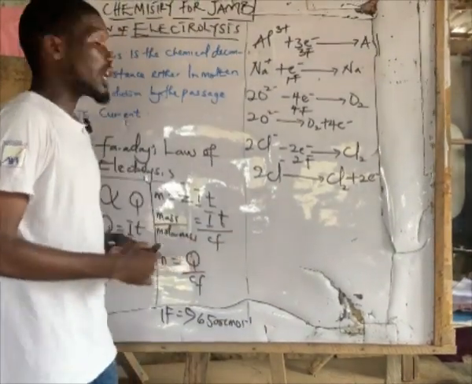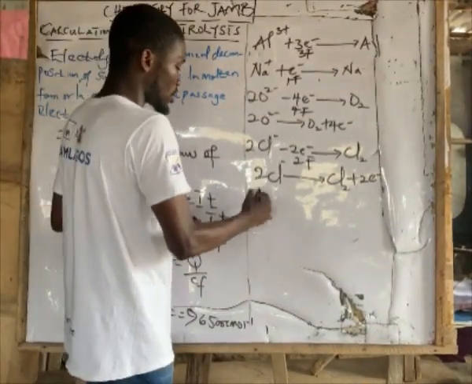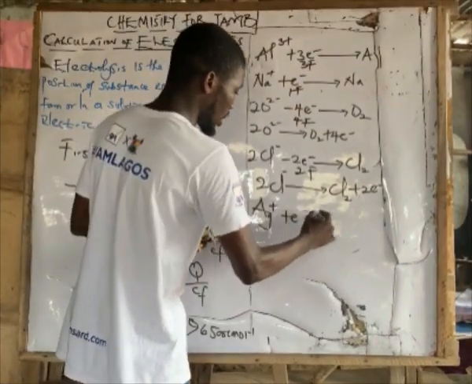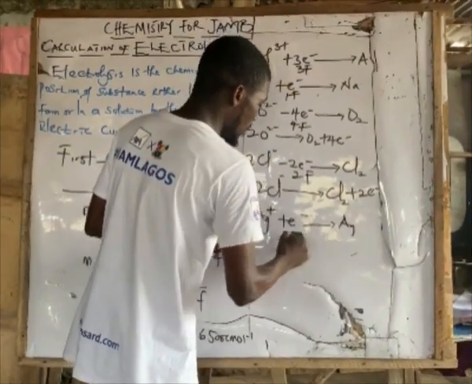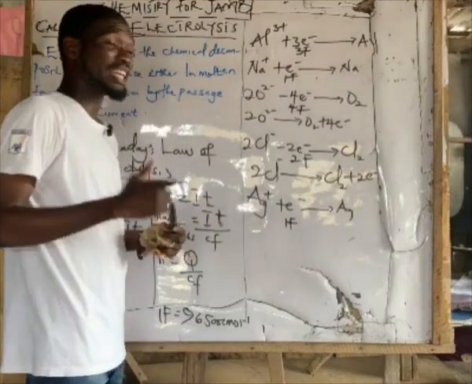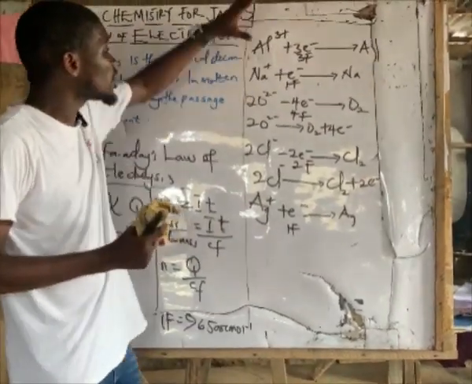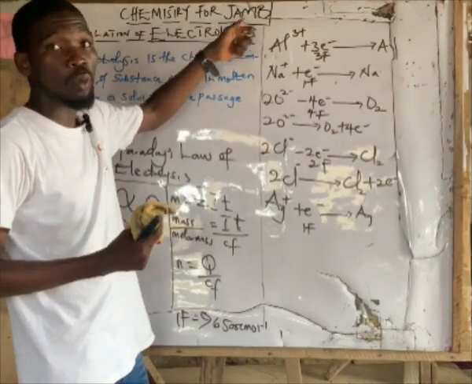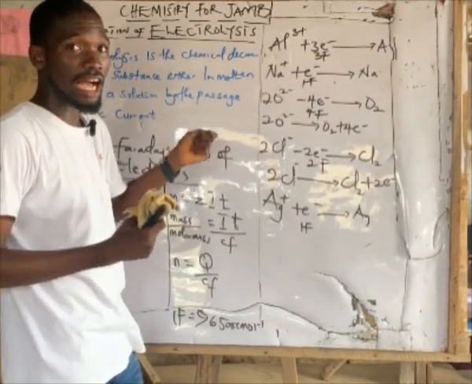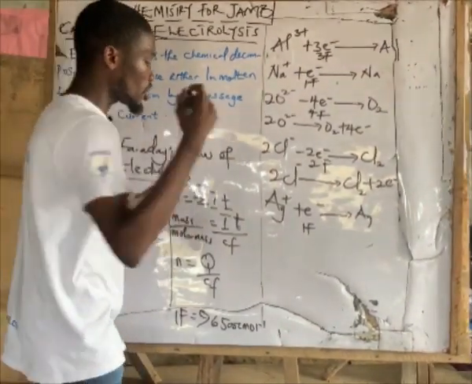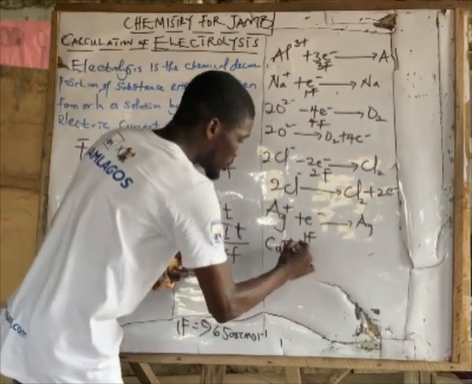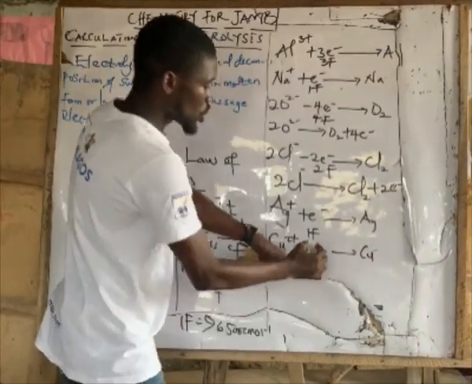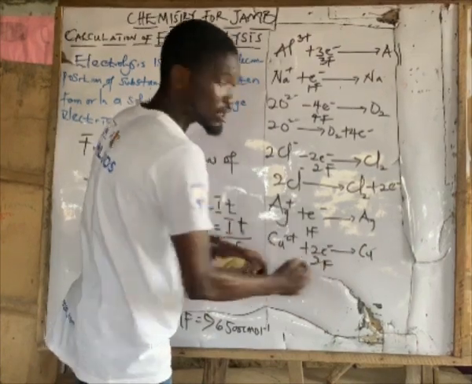As well, for example, we also have silver, Ag. The sign for this one is positive 1, Ag+ plus e negative, so here we have 1 Faraday. As I've said earlier, the equations you are having here are the illustrations for most of the elements JAMB always makes use of. Another one we have is copper, Cu2+ plus 2e gives Cu, so here we have 2 Faraday as well.